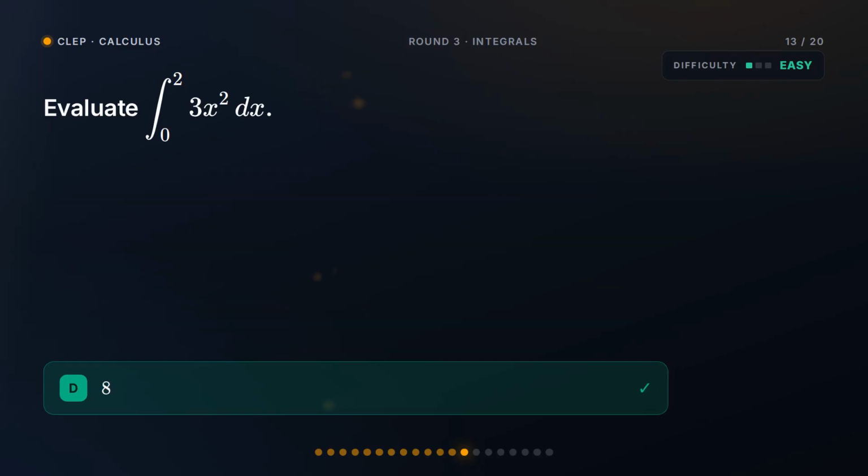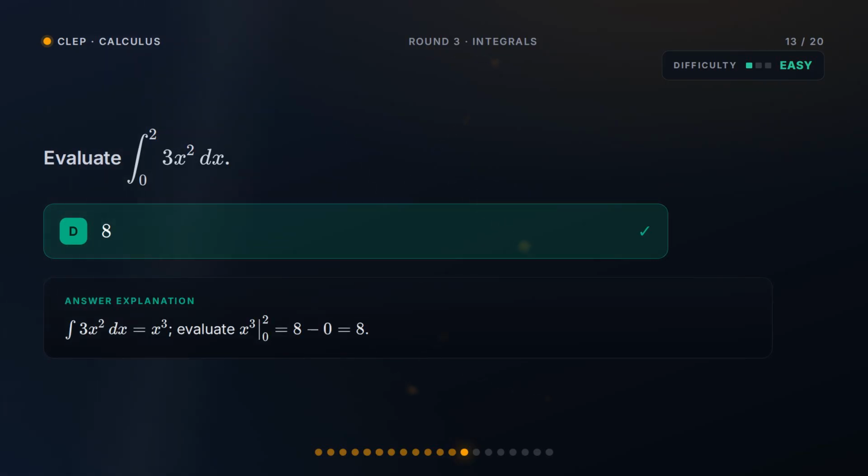The answer is D, 8. The antiderivative of 3x squared is x cubed. Evaluating from 0 to 2 gives 8 minus 0, which is 8.